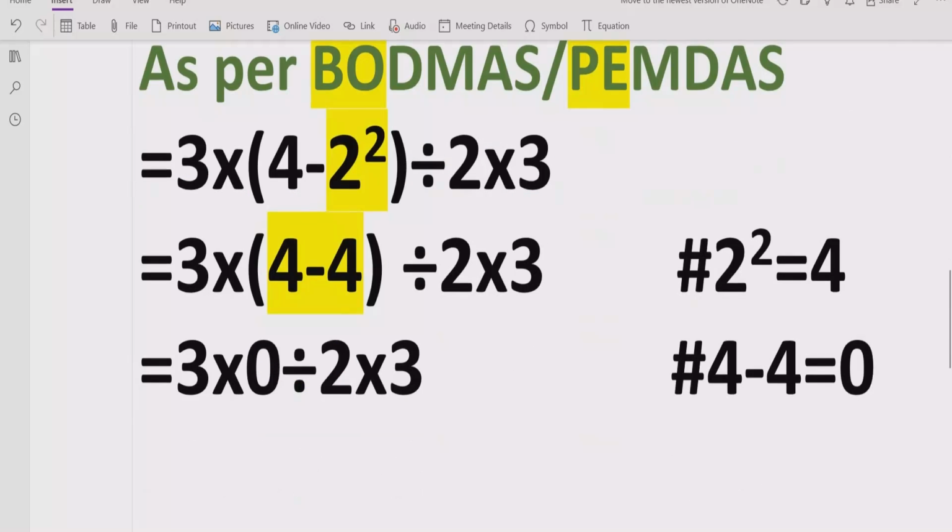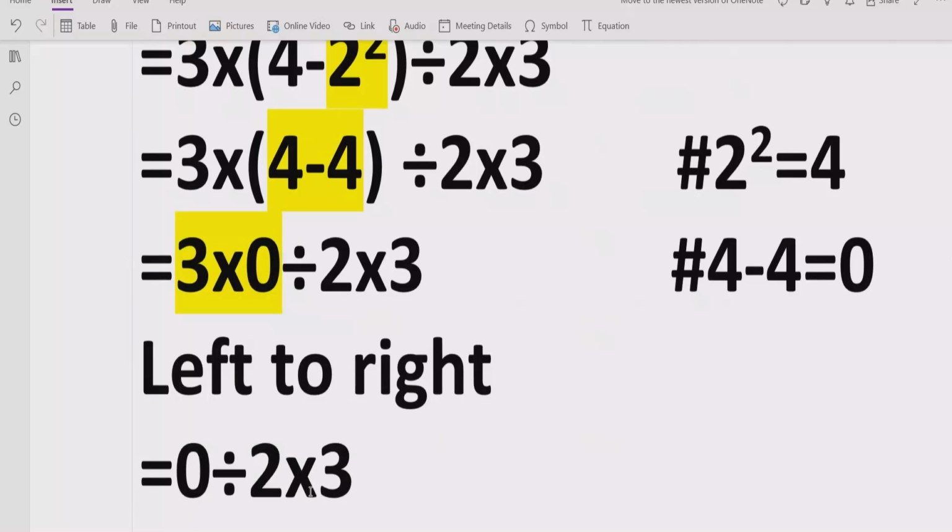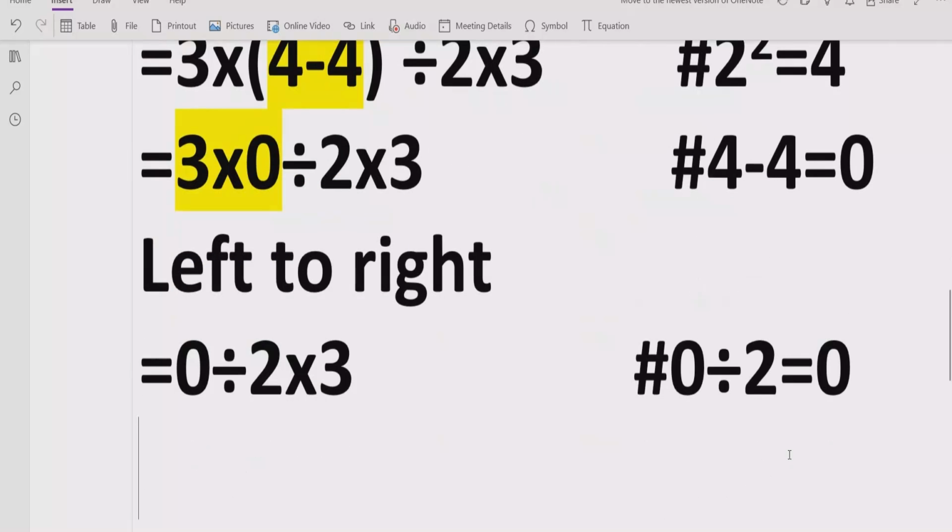Now move forward. We have to go left to right and find out which is coming. So now we have 3 multiplied by 0. So 3 multiplied by 0 means 0, and divided by 2 multiplied by 3. And here we give the reference: 3 multiplied by 0 equals 0, because 0 multiplied by any number becomes 0.